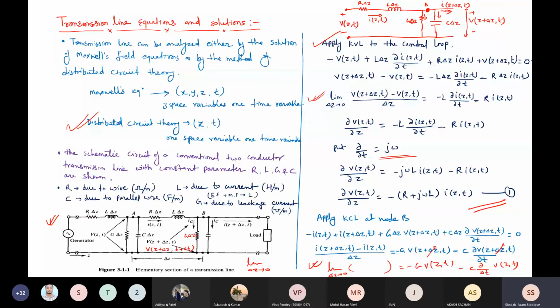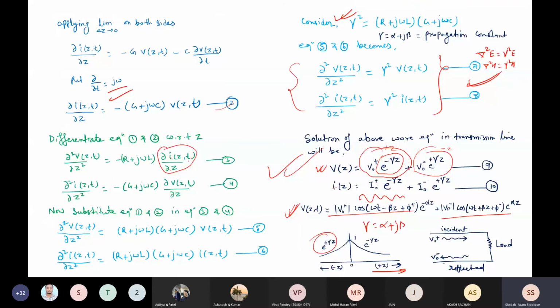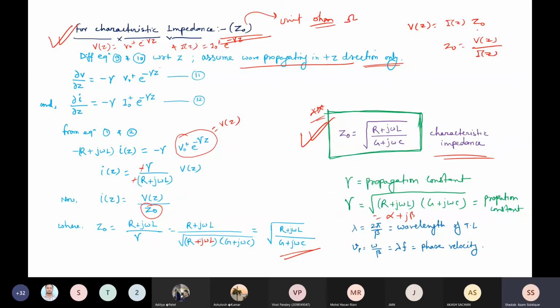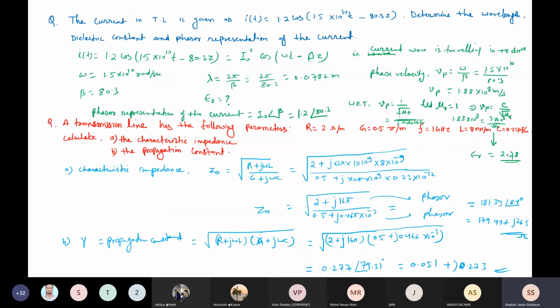We took one transmission line and an elementary section of it, delta Z, and we applied KVL as well as KCL. By solving KVL and KCL, we found the solution of the wave equation, which comes out to be equations number 7 and 8, and the solution comes out to be equations number 9 and 10. After that we went through the characteristic impedance, and the propagation constant, and a few problems based on what we have studied.